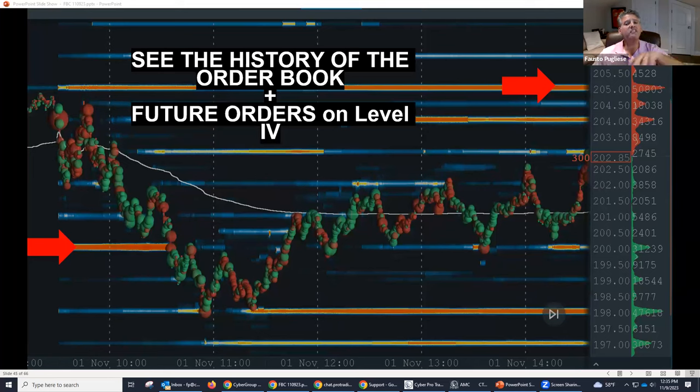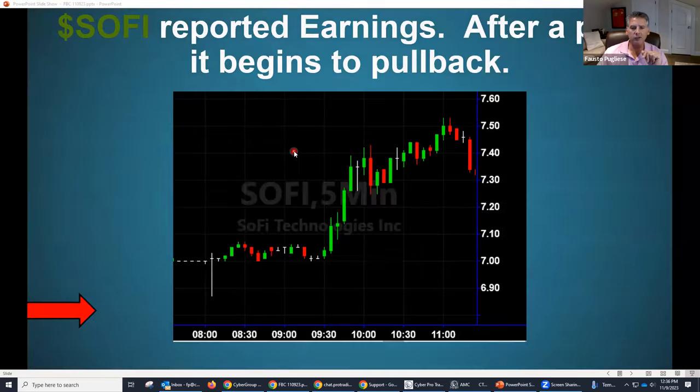All right, so anyway, let's get to level four now. Level four is more of a heat map, where you'll see everything on the right, the current order book, but now you're going to see it on a heat map. Let's look at level four and let me show what I mean.